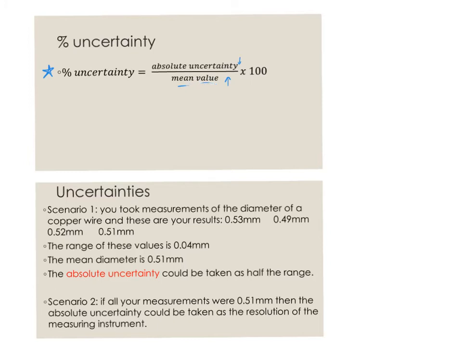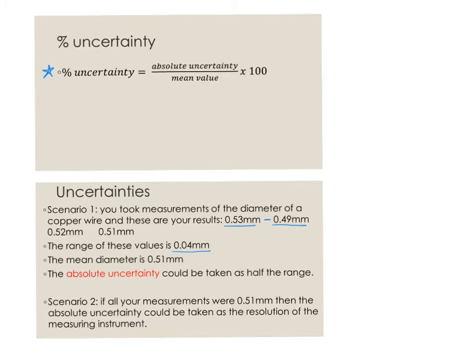We will go on now into a quick example about how to deal with some of the uncertainties, or how to figure them out if you have certain scenarios. The first scenario says you took measurements of the diameter of a copper wire and these are your results: 0.53 millimeters, 0.49, 0.52, 0.51 millimeters. If you need to find the absolute uncertainty of your measurements, then you get the range. From the highest to the lowest, you subtract them. The difference between the highest and the lowest is 0.04 millimeters.